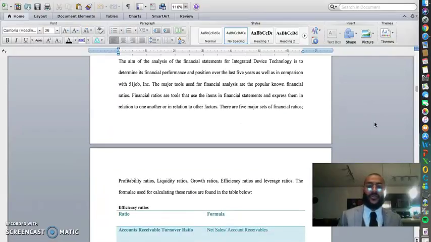There are 5 major sets of financial ratios: profitability ratios, liquidity ratios, growth ratios, efficiency ratios, and leverage ratios. And of course, I used formulas to calculate all these ratios in many different aspects on the Excel sheet that I'm going to show in a few minutes.